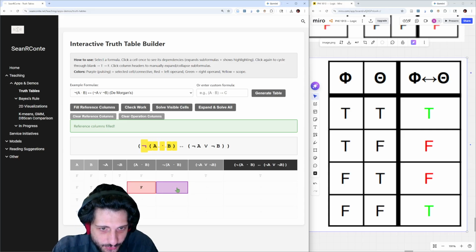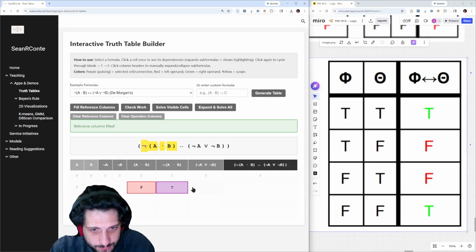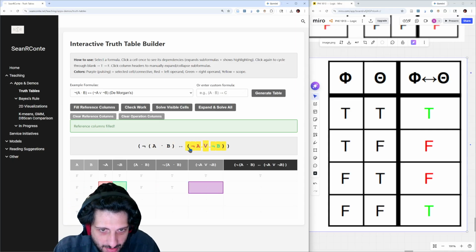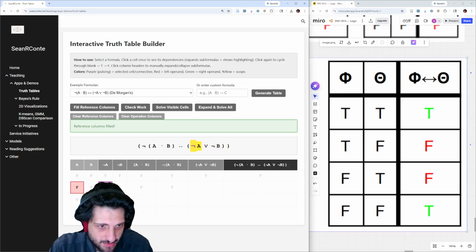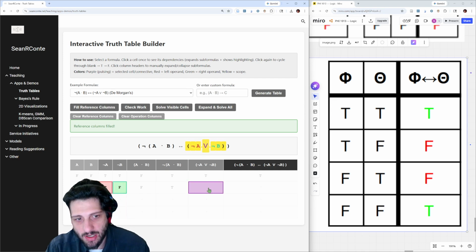So now I've got a false. I'm negating it. I'm going to call it true. Now I'm going to do the right-hand side of my biconditional. That's going to depend on not A and not B. I don't know those yet, so I've got to figure out A. That's true. B, that's false. So now I can do my OR. My OR, I have one true, so that makes it true.